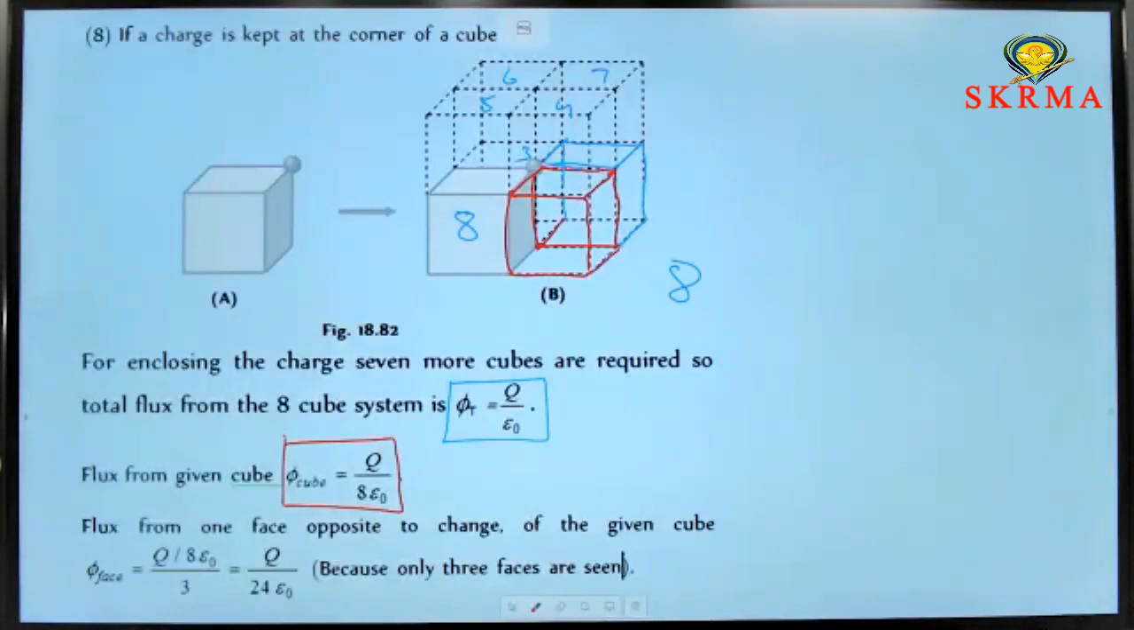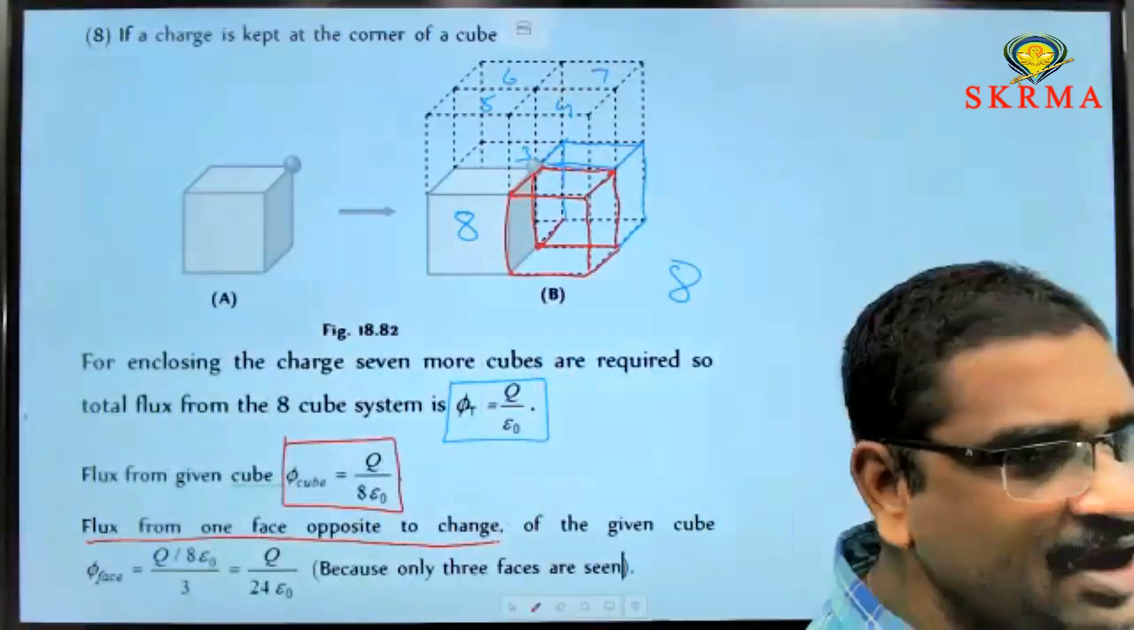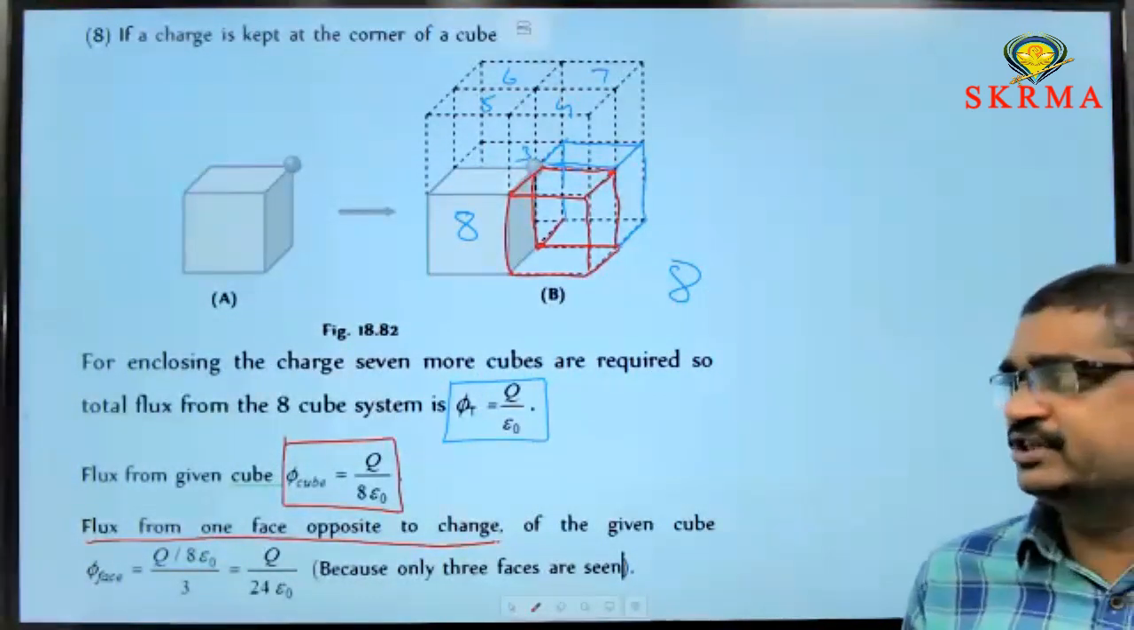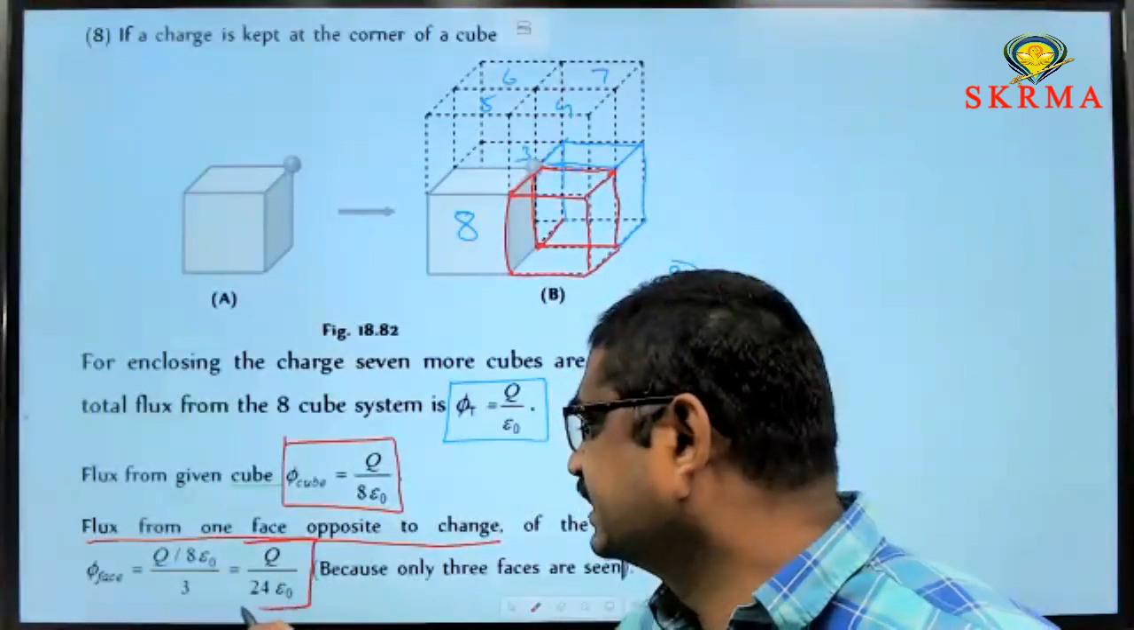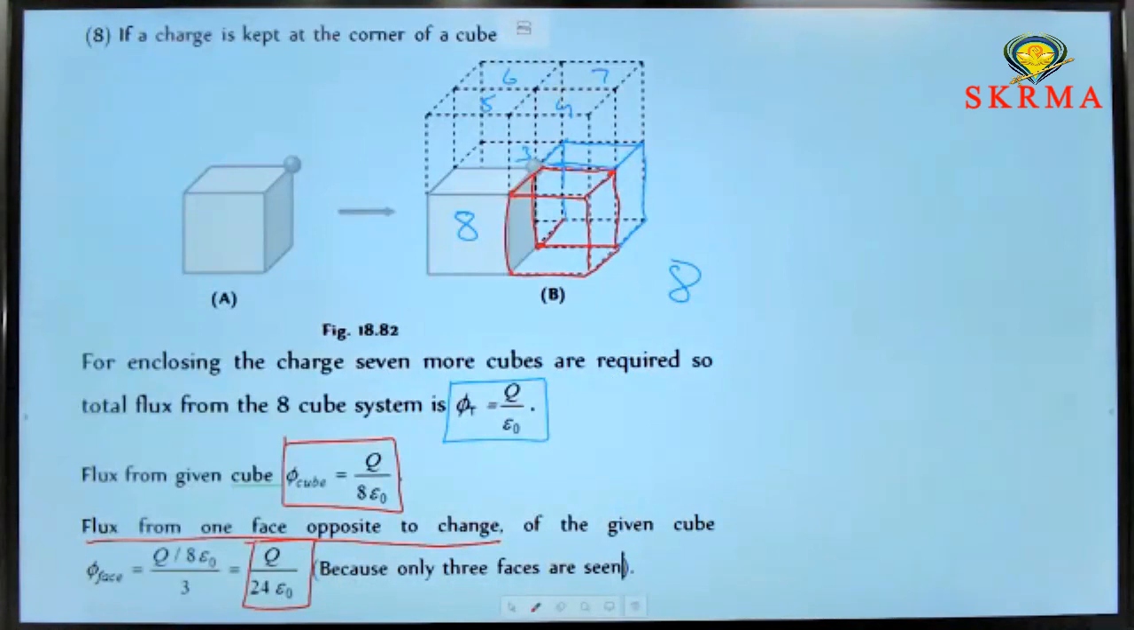Next one. Here, the flux passing through one face opposite to the charge. Opposite to the charge, how many faces are there? A total of 24 faces are there. So the flux passing through each face is Q by 24 epsilon naught. That is the flux passing through each face opposite to the charge.